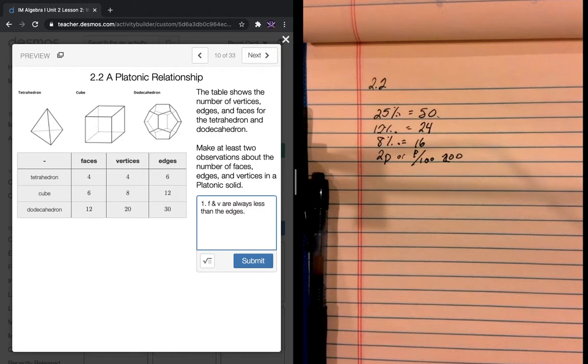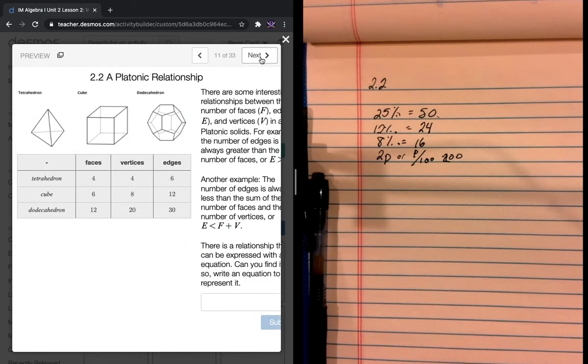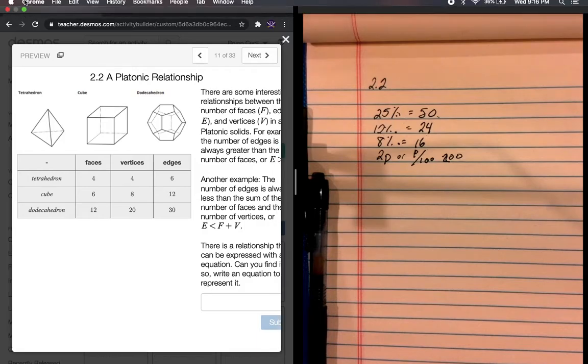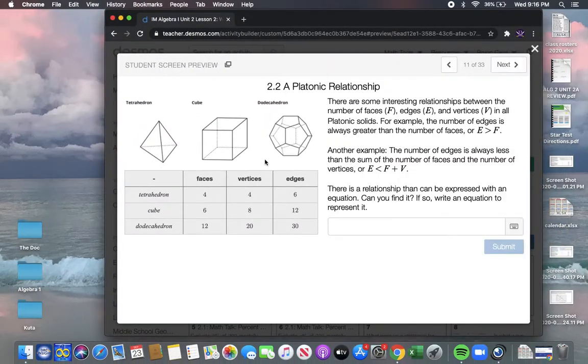Okay, so something else we could say, how about this? Could we just say that the dodecahedron has the most? I mean, that's still an observation, right? So it says it has the most faces, vertices, and edges. So we could say that. That could be our second one. Let's look. Okay. So it says here, I'm going to go ahead and expand this.